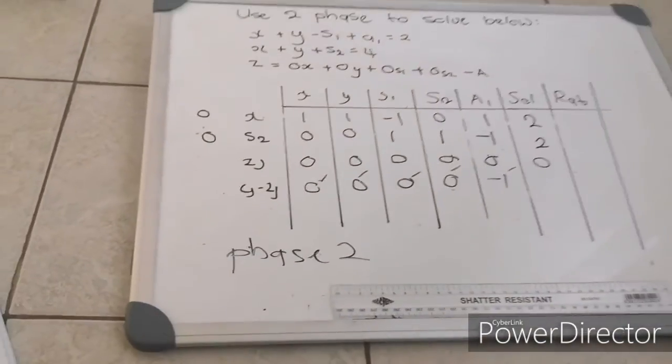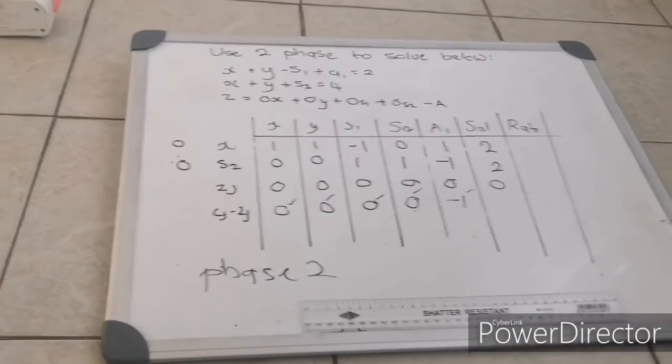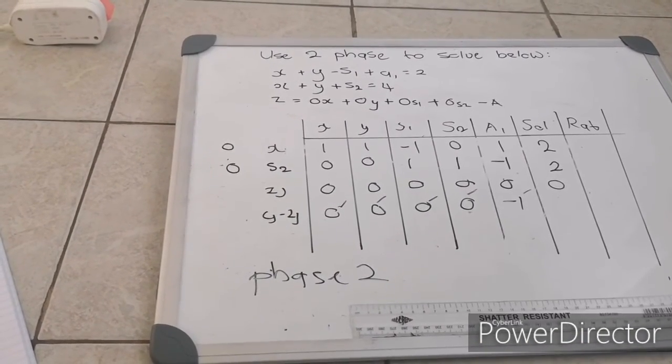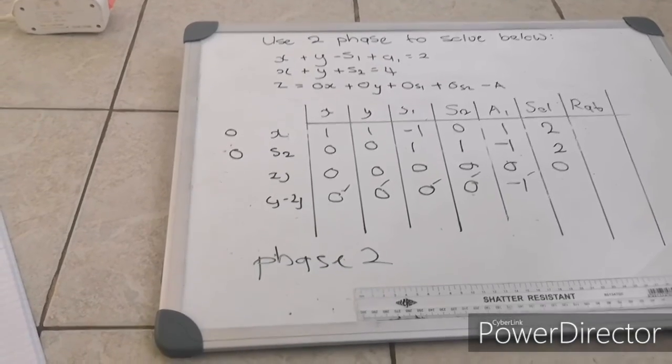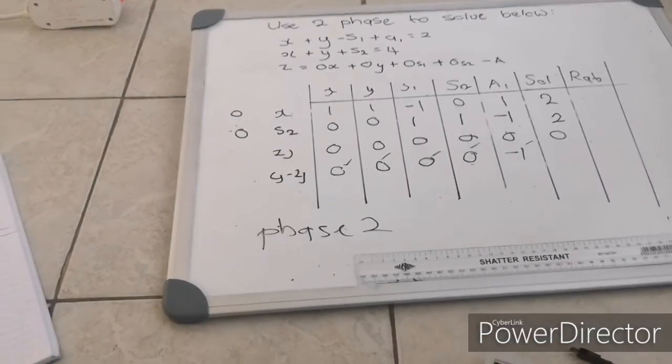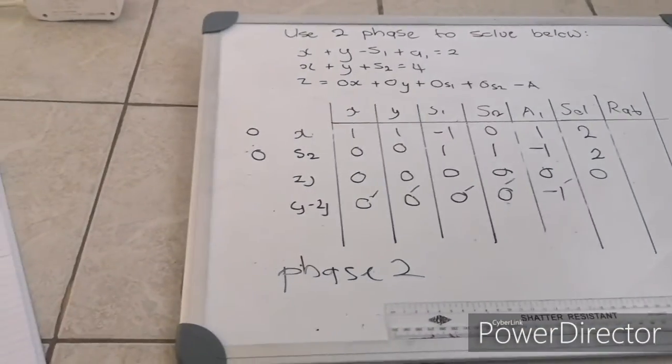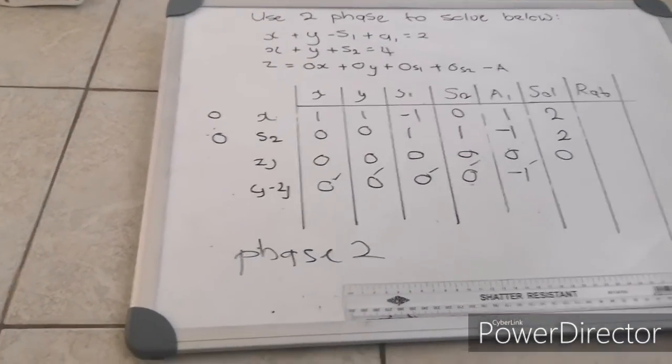2. Phase 2 is basically the normal simplex method, where you work with the current objective function and the constraints specified. So you can just simply plug in the original objective function to work with it.